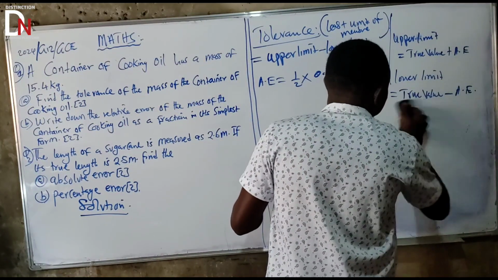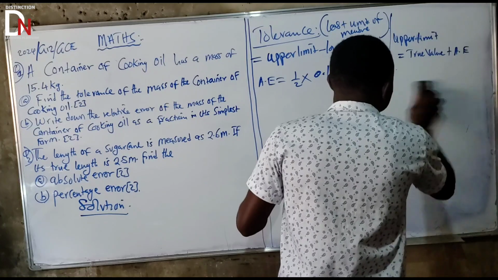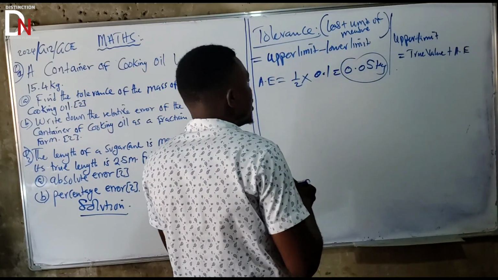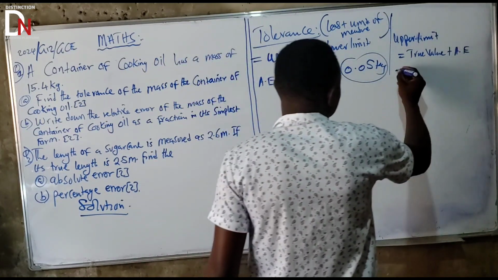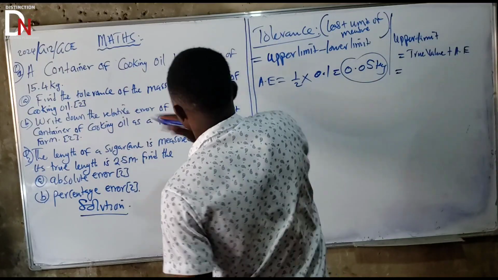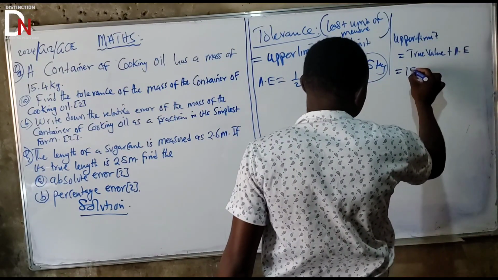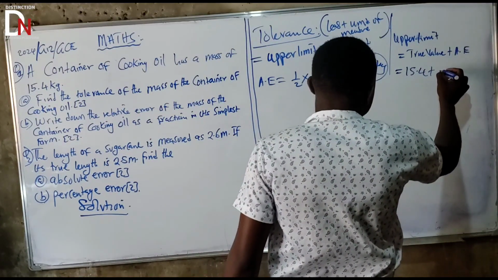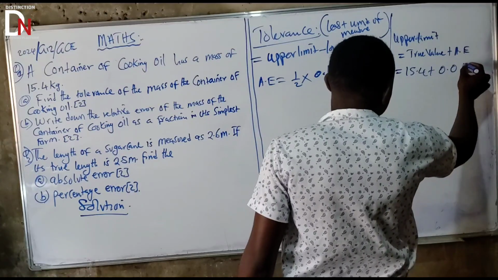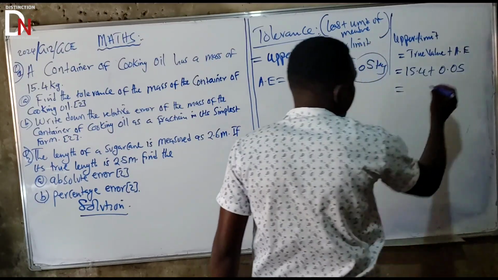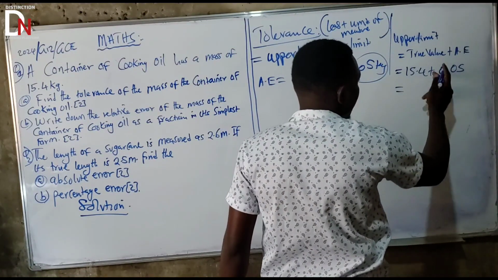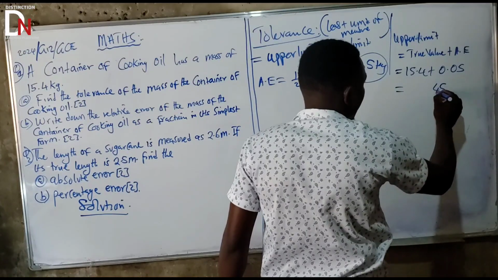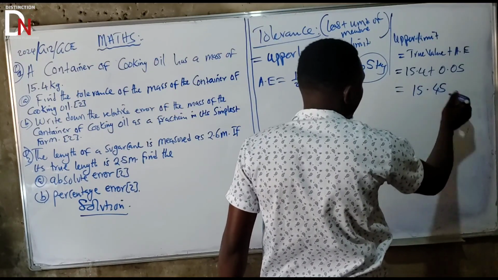My upper limit is basically what I've been given. The true value is 15.4 plus 0.05. So if I add this, I'm going to get 15.45.